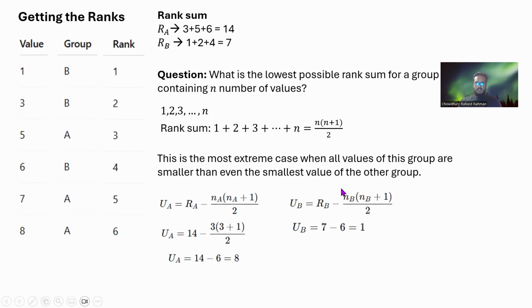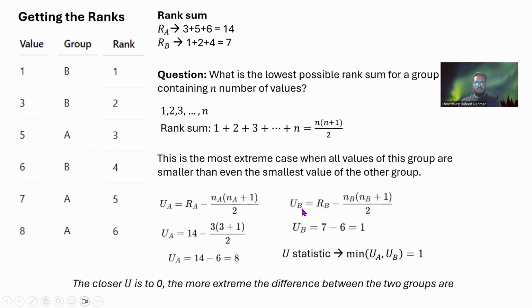Now understand that we are going to calculate a U statistic. The U statistic is going to be the minimum of this UA and UB, which is going to be 1. Now here is where things get interesting. Understand that if all the values of group B were to be smaller than group A, then that would be the most extreme case, and in that case, this value would be 0.